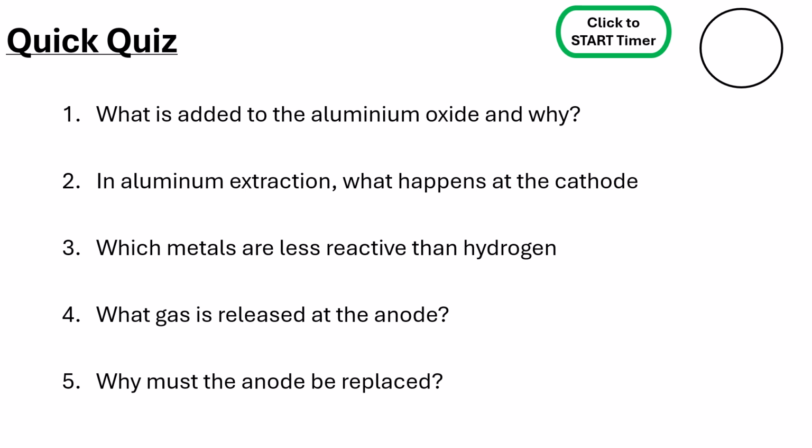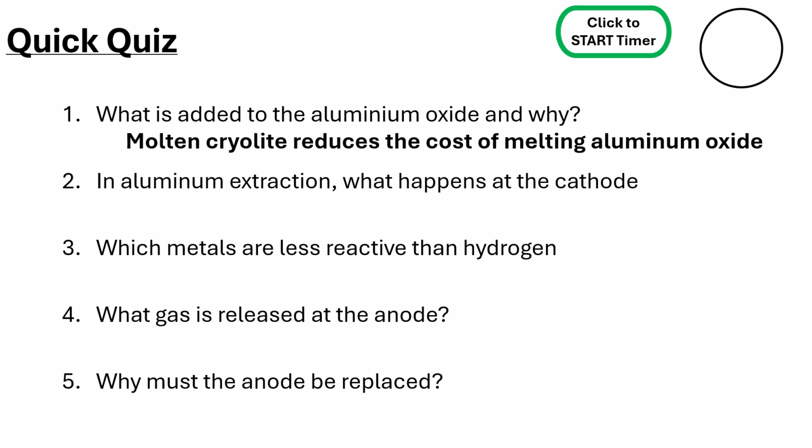So question 1, what is added to aluminium oxide and why is it added? Well, what we add in is the cryolite, and what that does is reduce the melting point of aluminium oxide, meaning it's a little cheaper to get the aluminium oxide into molten form.